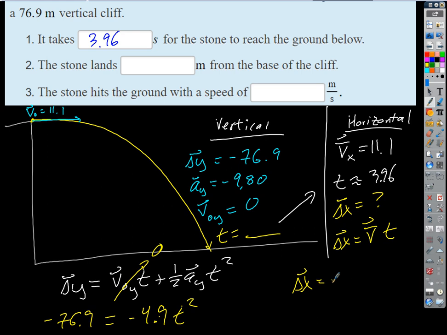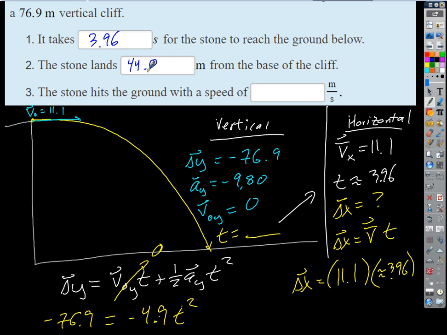So delta x equals 11.1 times our calculator number, 3.96. What do we get? 43.956. Say it again. 43.956. Okay, so to 3 places, 44.0 meters, rounded to 3 sig figs. And then finally, the stone hits the ground with a speed of what?